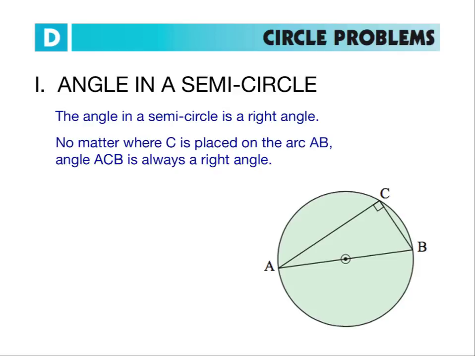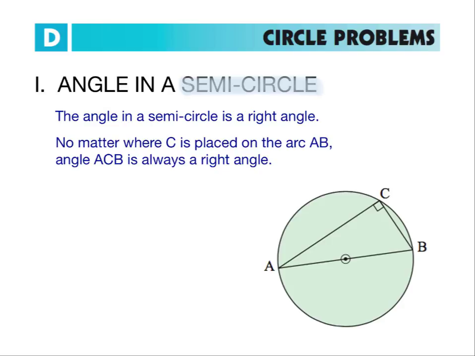Section D, circle problems. There are certain properties of circles which involve right angles, and in this section we're going to look at 3 of those properties. The first property is angle in a semicircle. Before we can do this, we need to know what a semicircle is.